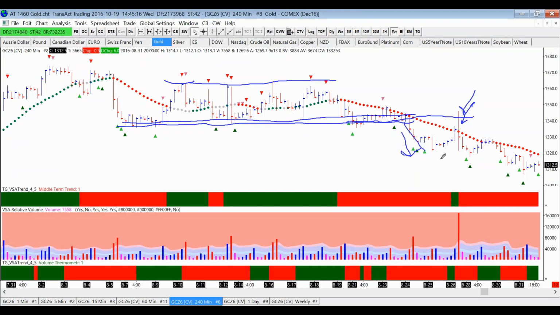And I'm sure if we look, we got volume coming into the downside. So this is a story. This is what I call a story of weakness, or a story of supply. And so until that changes, I want to be on the lookout for short trades.